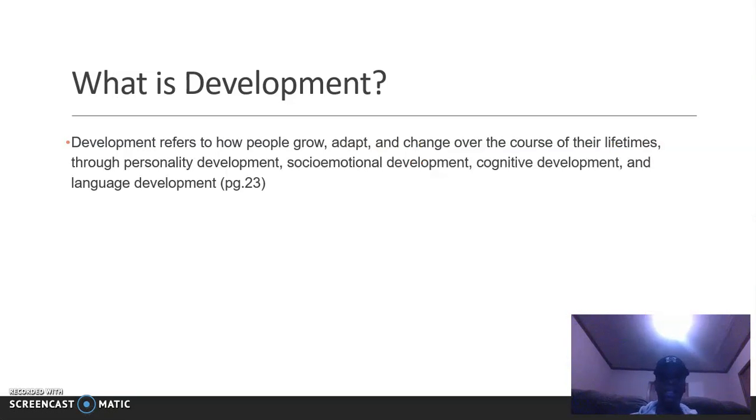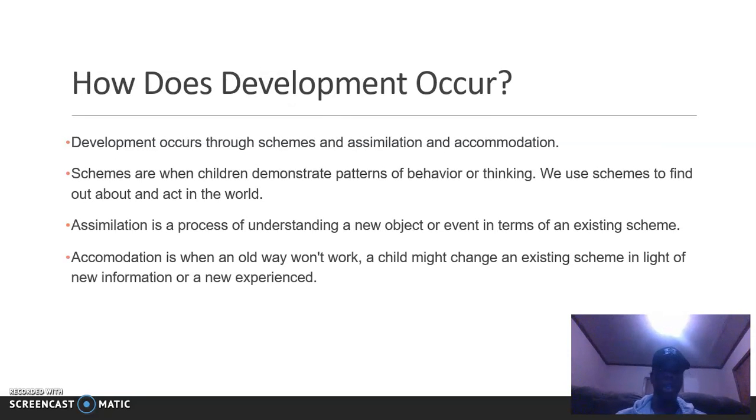What is development? Development refers to how people grow, adapt, and change over the course of their lifetimes through personality development, social emotional development, cognitive development, and language development. How does development occur? Development occurs through schemes, assimilation, and accommodation.